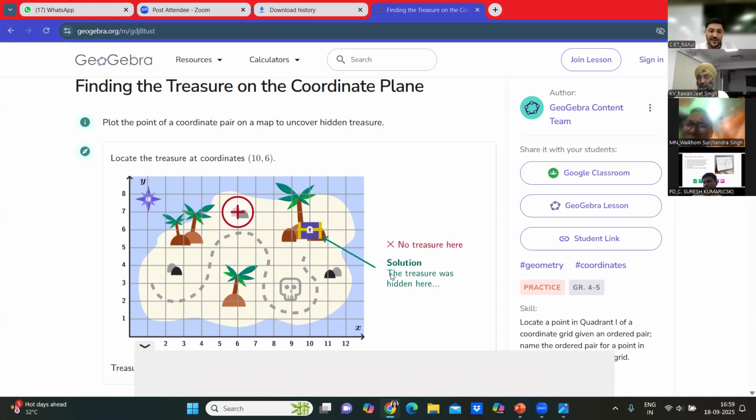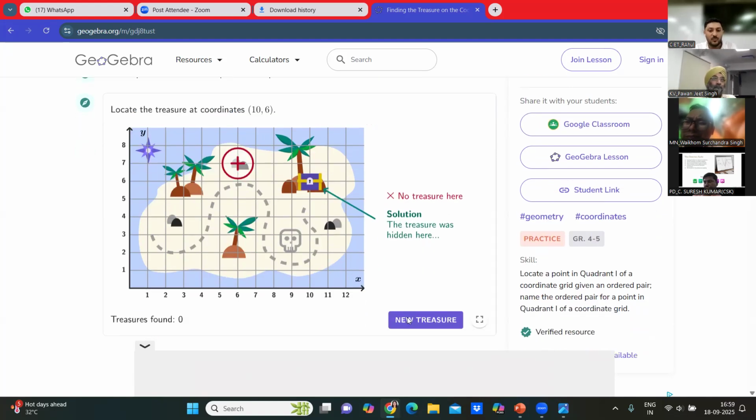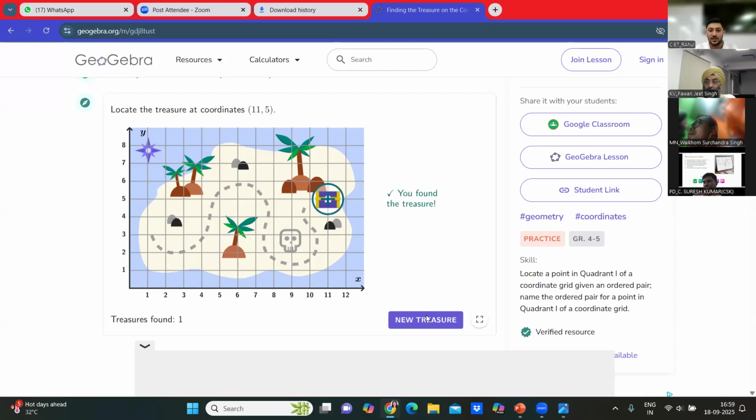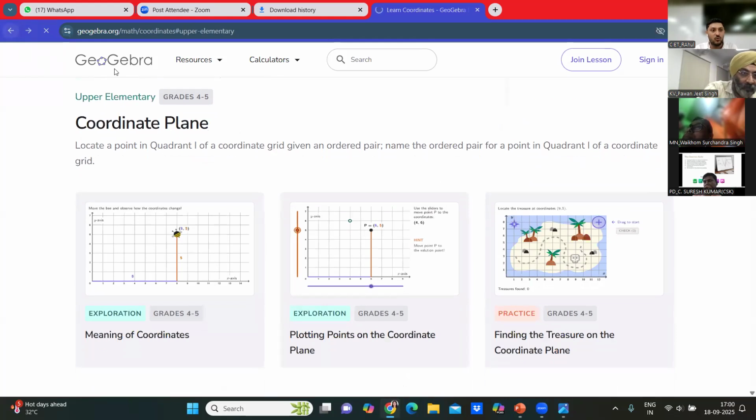And the solution is here. The treasure is hidden here. One more time we can play. The given coordinates are 11 and 5. So 11 and 5. The new treasure. And now we can go to the home page.